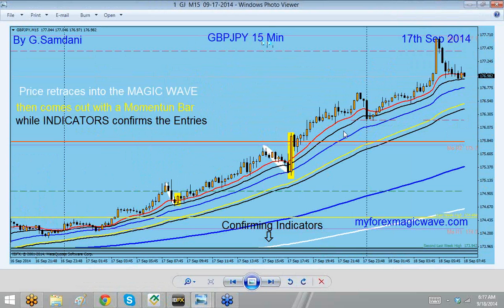This is my Magic Wave strategy. You all know that, and it has specific rules and regulations to follow. Once you do it, it's pretty safe. It's with the higher time frame analysis. Of course, I also look at the pound yen, and I make the chart and send it out to my subscribers as well. They're not shown here. I just want to show a few entries like this one.